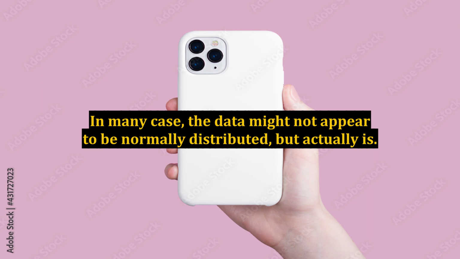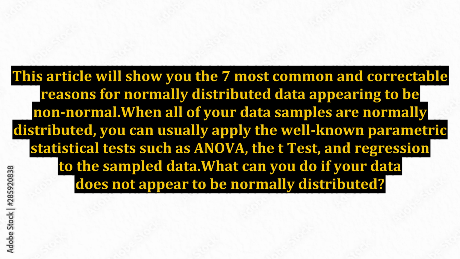In many cases, the data might not appear to be normally distributed, but actually is. This article will show you the 7 most common and correctable reasons for normally distributed data appearing to be non-normal. When all of your data samples are normally distributed, you can usually apply the well-known parametric statistical tests such as ANOVA, the t-test, and regression to the sampled data.